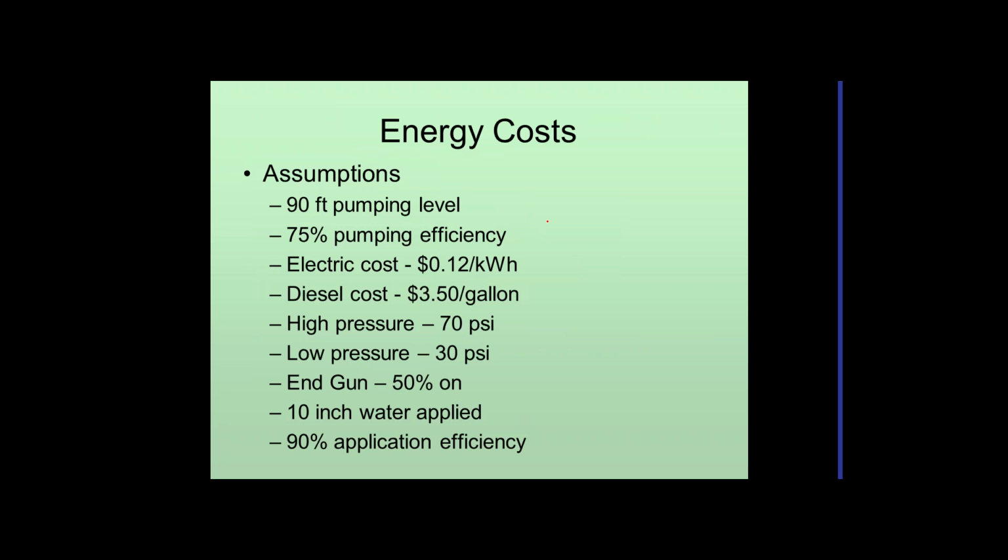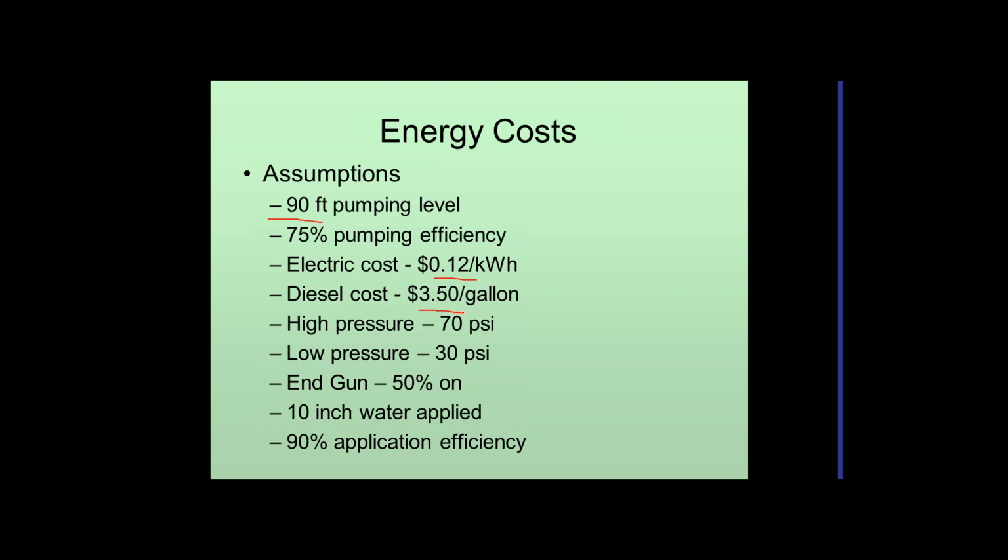I'm kind of jumping here. We'll come back to how we rationalize that in a minute. But a little bit about energy costs. I did take a typical system in Wisconsin. Typical system is 90-foot pumping level, 75% well efficiency or pumping efficiency. I did this on single-phase power just because it's easier to calculate. So it's 12 cents a minute.